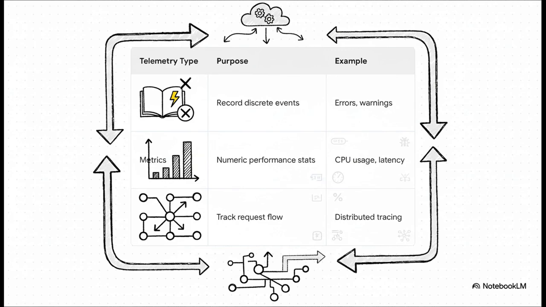Now, telemetry data really comes in three main flavors, which are often called the three pillars of observability. First, you've got your logs. Think of these as a running diary of everything that happens, like an error popping up. Then you have metrics, which are all about the numbers, CPU usage, response times, that kind of thing. And finally, you have traces, which are just so powerful. They let you follow a single request on its entire journey through all your different services.